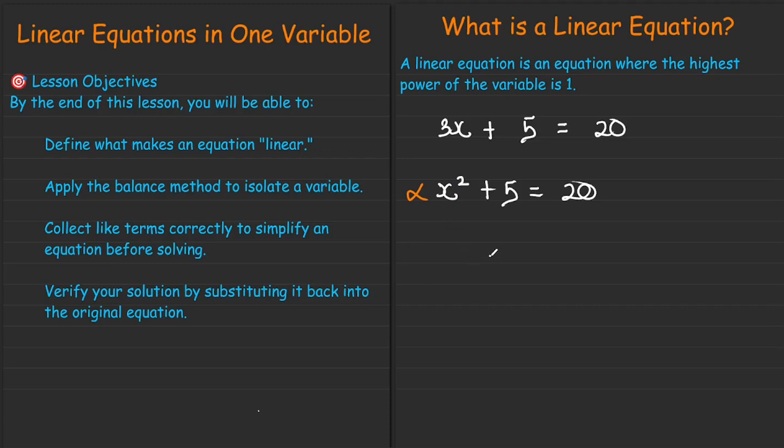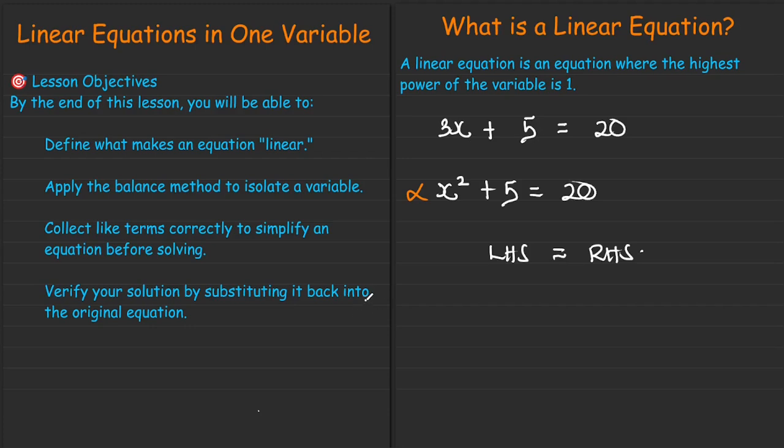So the goal of solving a linear equation is simply looking for that magic number in place of the variable that makes the left-hand side equal to the right-hand side. That is, we want the value of x such that if we substitute it into the left-hand side, we get an answer which is equal to what we get on the right-hand side. That is the whole goal of solving linear equations.